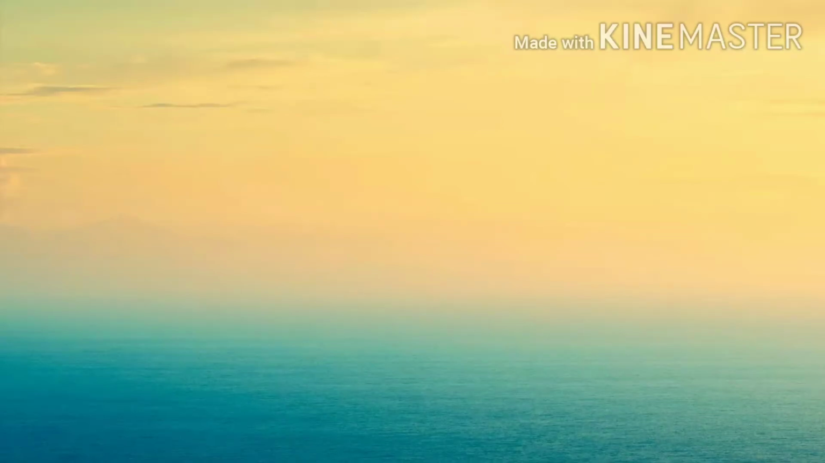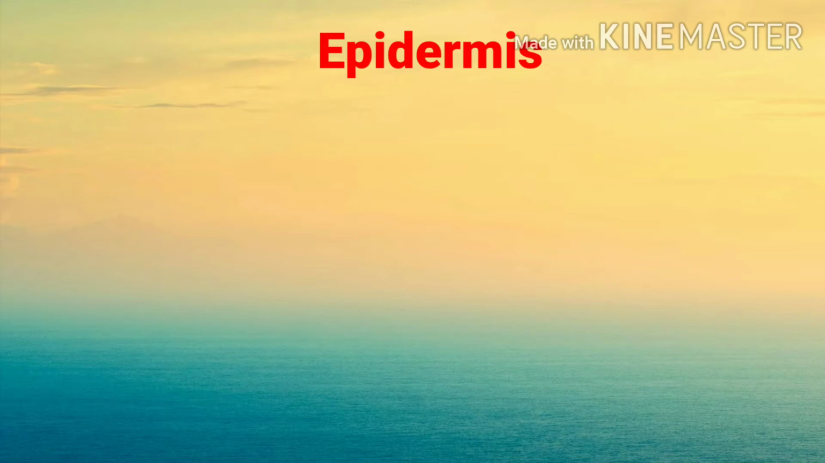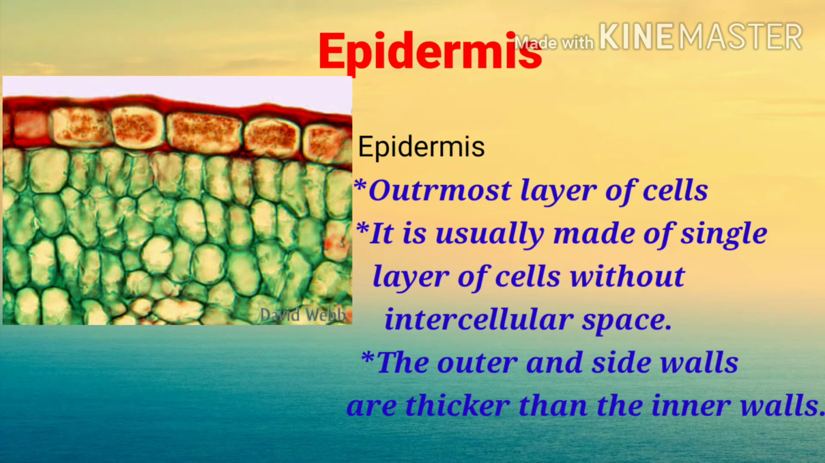Dear students, here we are discussing the epidermis. Epidermis is the outermost layer of cells. It is usually made of a single layer of cells without intercellular space. Here you can notice in this figure, right? It is a single layer of cells without intercellular space. There is no space between the cells, right?